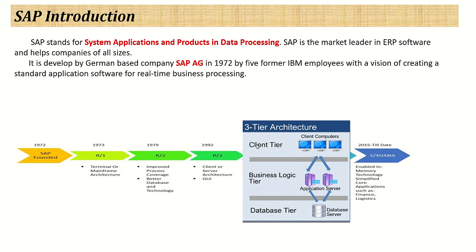Okay, so after that ECC product, the next successful product of SAP is in 2015, which is still going on, that is S4HANA. So what is the difference between ECC and S4HANA, I will explain later. So this is the journey of the SAP product till now.